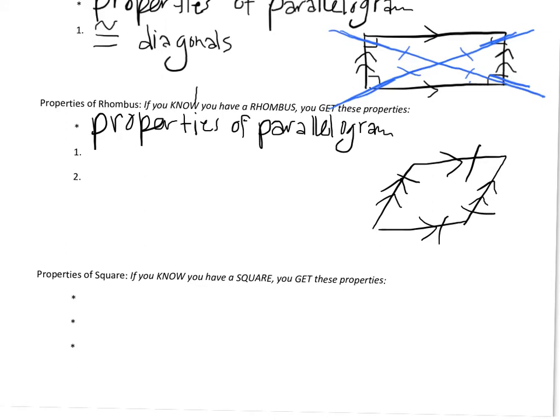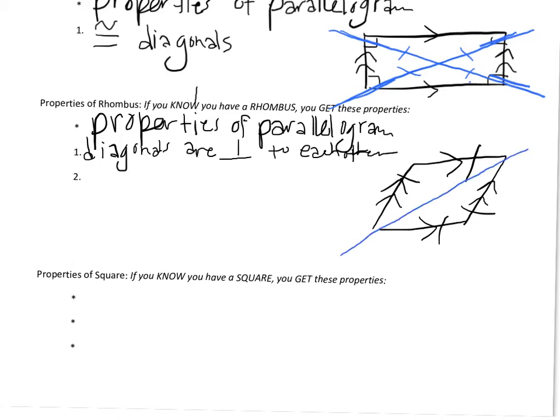It also has a couple additional ones. Diagonals are perpendicular to each other. That's to say that if we draw one right there and one right there, this is going to form a right angle. And that's due to the congruent 4 sides, which form those 4 right angles in the middle.